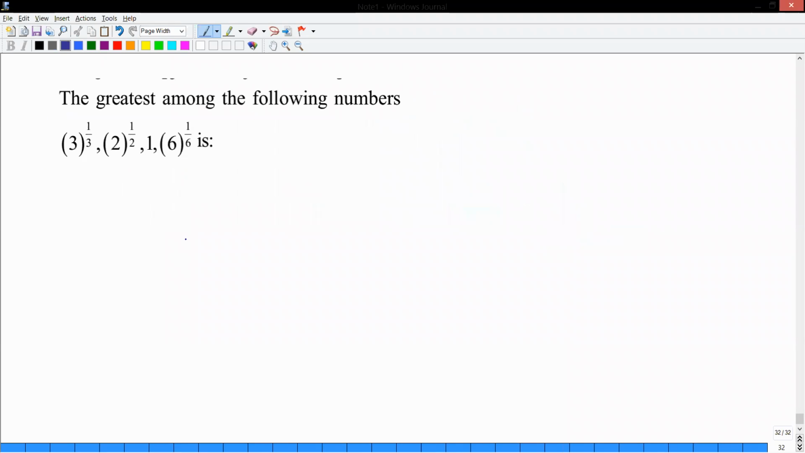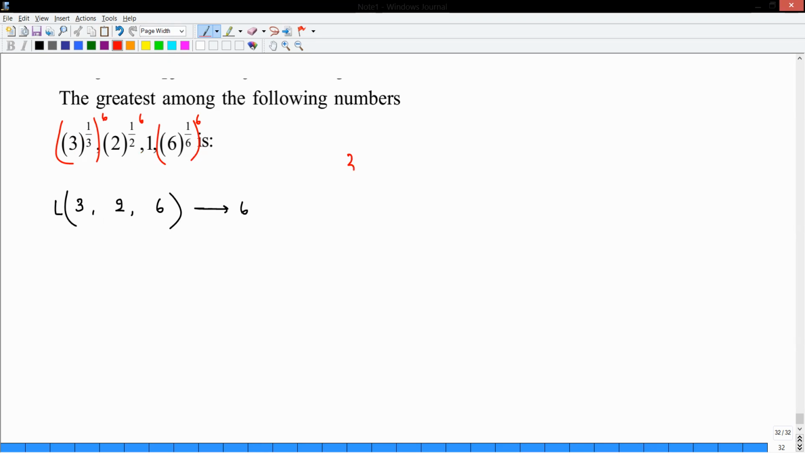The greatest among the following. Look at the powers. It is 3, 2, 6; 1 by 3, 1 by 2, 1 by 6. Take the LCM, which is 6. Apply power 6 to everything: power 6 to this, power 6 to this, power 6 to this.